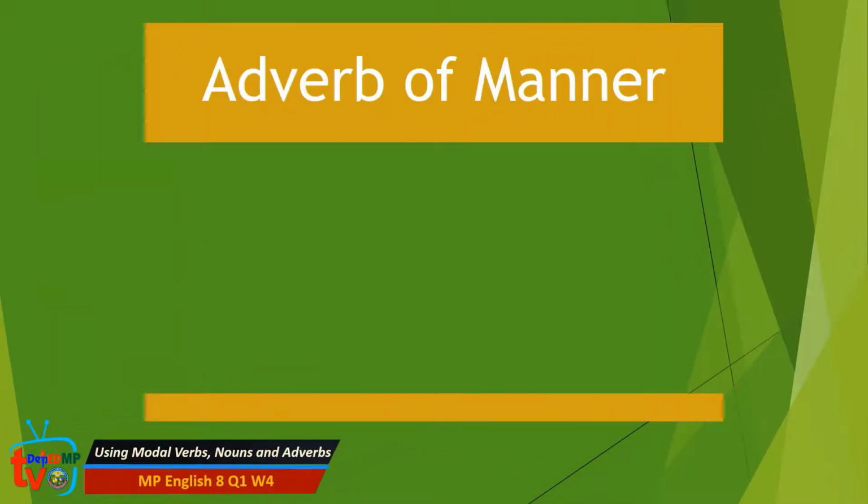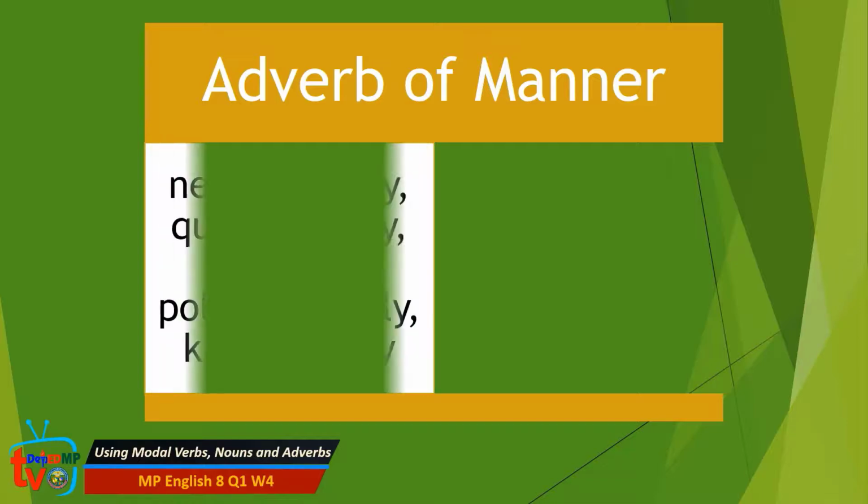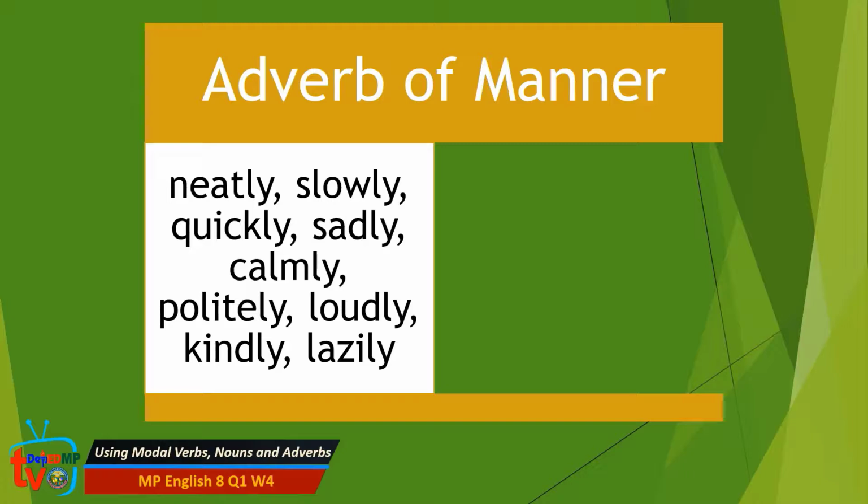Number 3, adverb of manner. It tells us how or in what manner something was carried out. It usually ends in ly. Examples of adverbs are neatly, slowly, quickly, sadly, calmly, politely, loudly, kindly, and lazily.